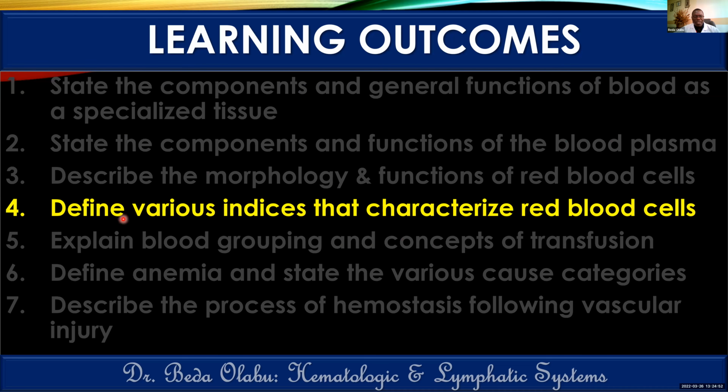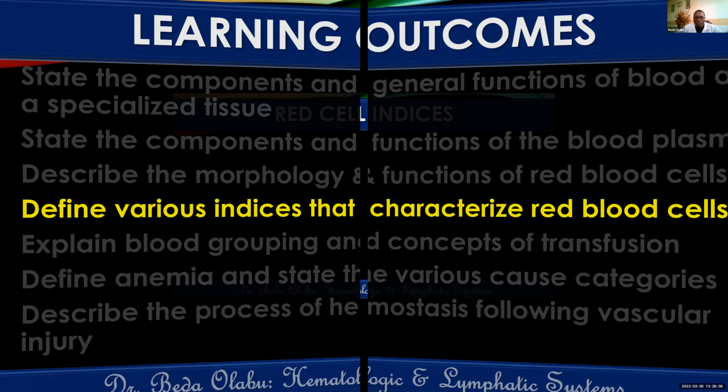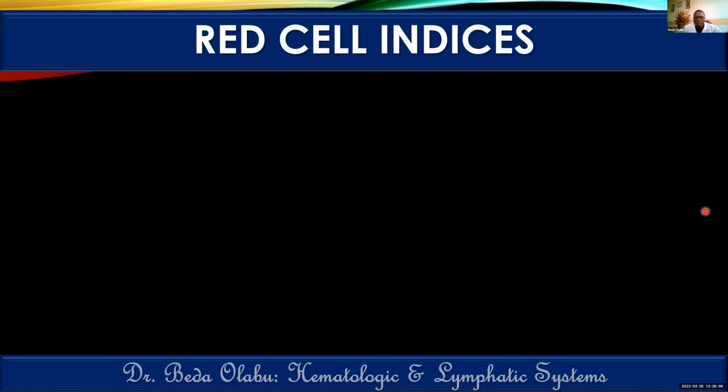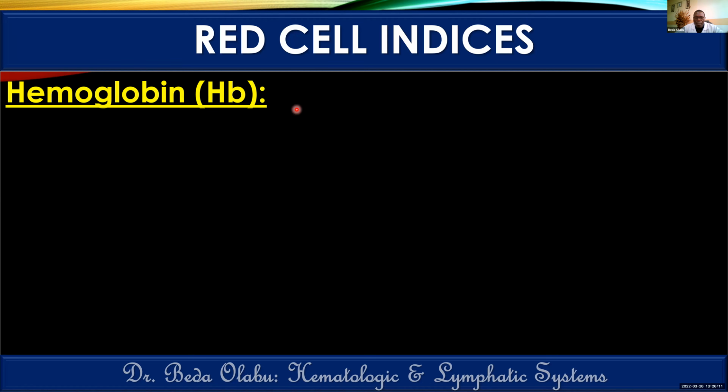Now let's talk about various indices that we use to characterize red blood cells. I want us to talk about red cell indices. There are a number of indices I want us to describe. The first one is HB, hemoglobin, commonly termed HB.